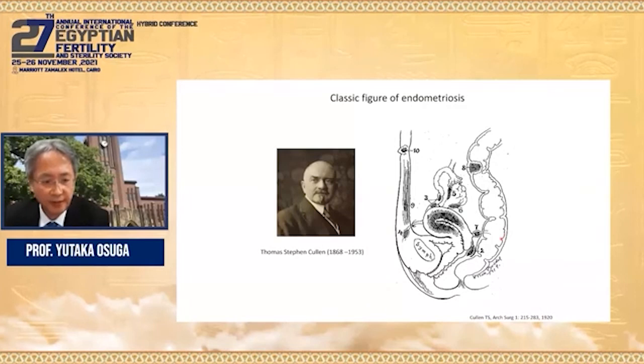This is a classic figure of endometriosis depicted by Professor Cullen as early as 1920. He already clearly indicated umbilical endometriosis and inguinal endometriosis.